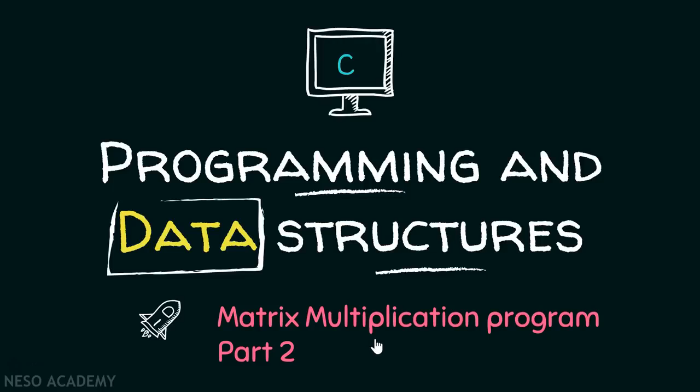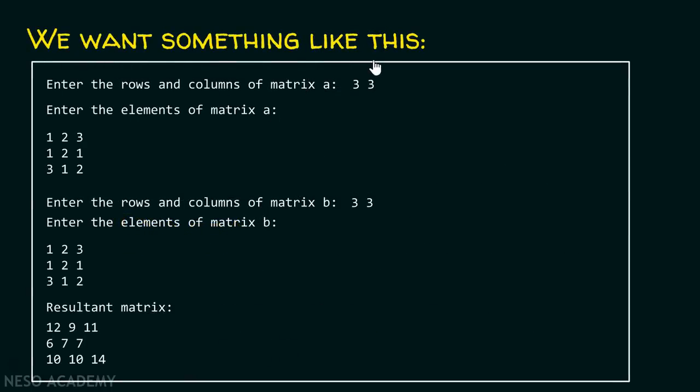In this presentation, I'm going to explain how to write a program to multiply two matrices. So let's get started. We want something like this. We want to ask the user to enter the rows and columns of matrix A, and the user will input some values, and we have to store these values somewhere.